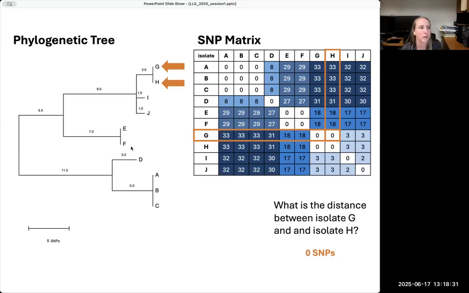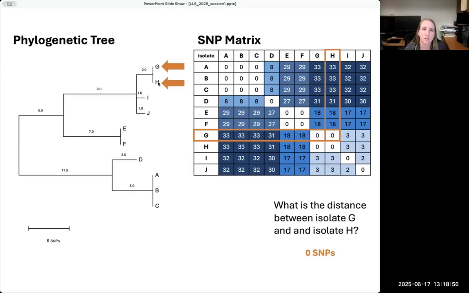Okay, so let's look at some examples using this tree. Let's say that I want to know the SNP difference between isolate G and isolate H. We could look at that up on the SNP matrix. So I find the G row and find where it meets with the H column. And then we got 0, so 0 SNPs.